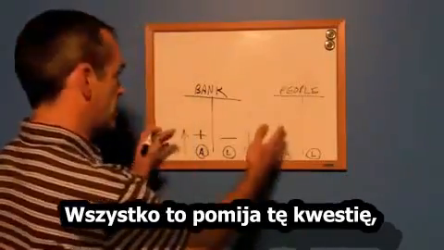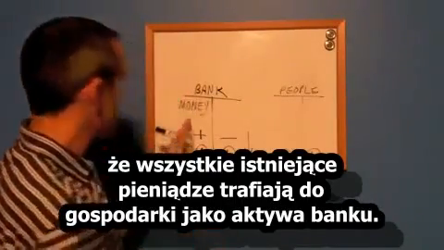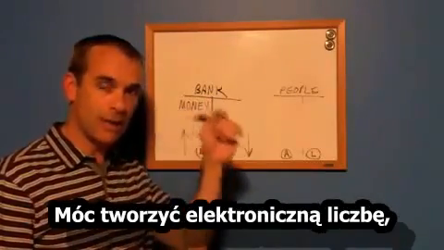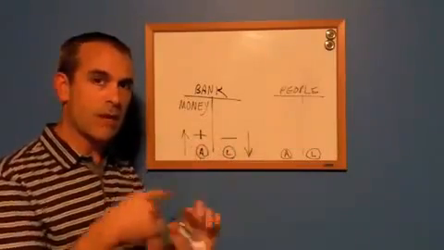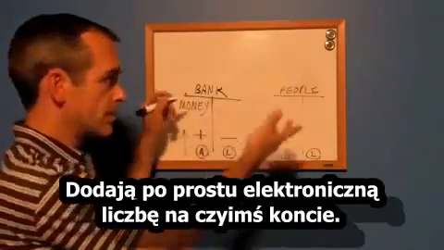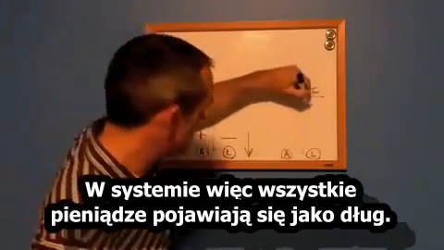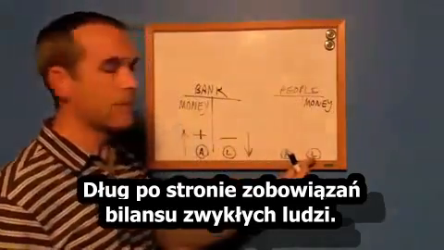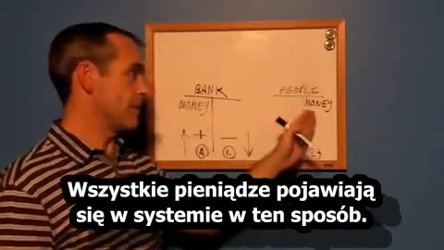It all misses this issue here, where all money in our system comes into the economy as an asset to the bank. What an amazing power, isn't it? To be able to create electronic digits, put them on your balance sheet, something that makes money and gains power for you. Because they aren't really loaning anything. They're just adding electronic digits to someone's bank account. And it's people that sign up for debt. So all money comes into the system as a debt to the people. It's on the liability side of their balance sheet. All money comes into the system that way.